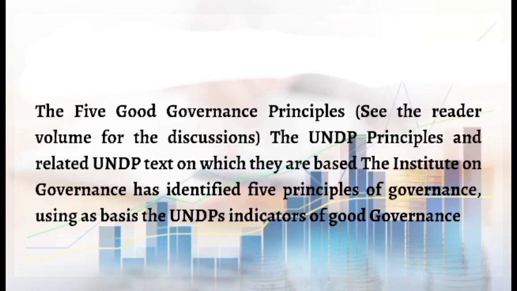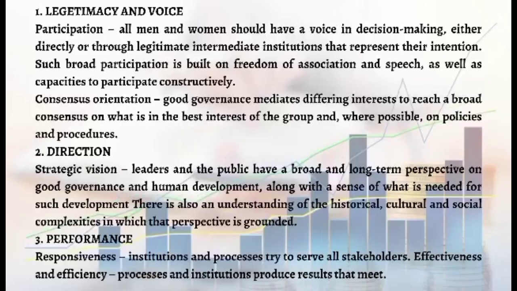The five good governance principles, the UNDP principles and related UNDP texts on which they are based. The Institute on Governance has identified five principles of governance using as a basis the UNDP's indicators of good governance. 1. Legitimacy and voice. Participation. All men and women should have a voice in decision-making, either directly or through legitimate intermediate institutions that represent their intention. Such broad participation is built on freedom of association and speech as well as capacities to participate constructively. Consensus orientation. Good governance mediates differing interests to reach a broad consensus on what is in the best interest of the group and, where possible, on policies and procedures.